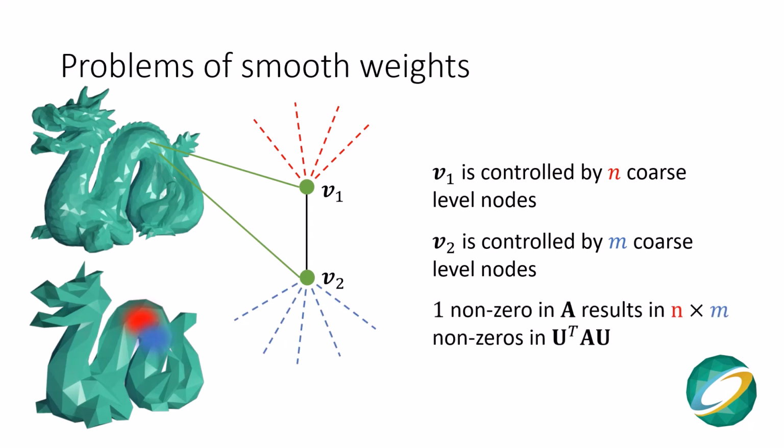Any edge between V1 and V2 in the fine level, which is one single non-zero in the matrix, will end up with M by M non-zeros in the coarser level matrix UTAU. This is very common to see in an unstructured mesh, making the sparsity of the coarse level matrices much worse than it should be. And those non-zeros will be passed further into deeper levels, causing many issues in the memory footprint.